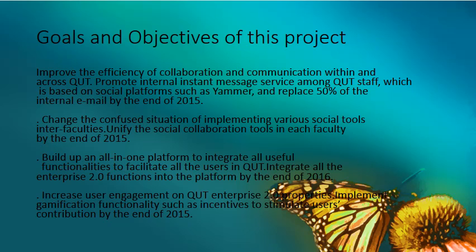The second goal is to change the confused situation of implementing various social tools inter faculties, and the objective is to unify the social collaboration tools in each faculty by the end of 2015. And the third goal is to build up an all-in-one platform to integrate all useful functionalities to facilitate all the users in QUT. And the objective for this particular goal is to integrate all the Enterprise 2.0 functions into the platform by the end of 2016.